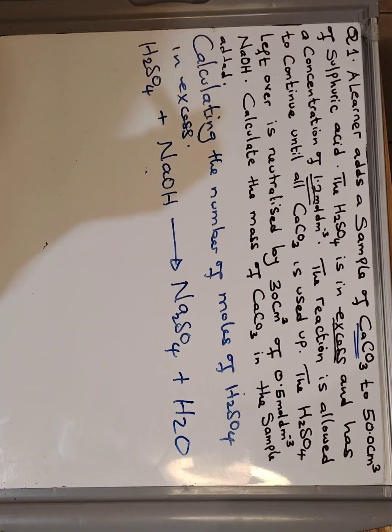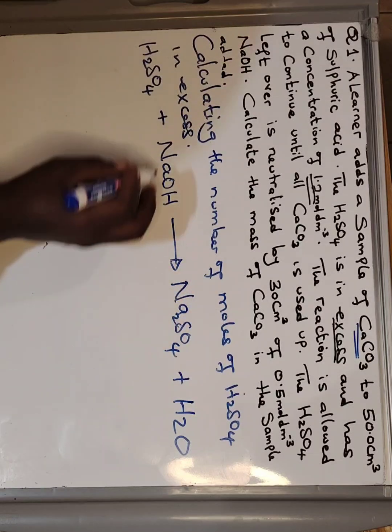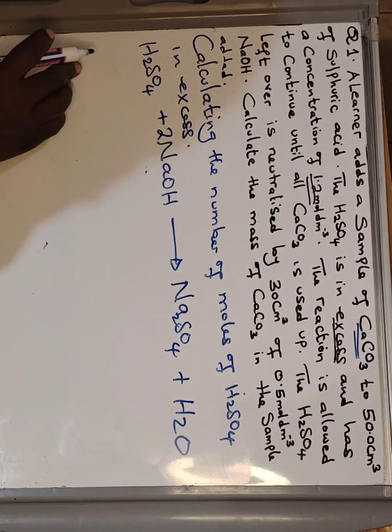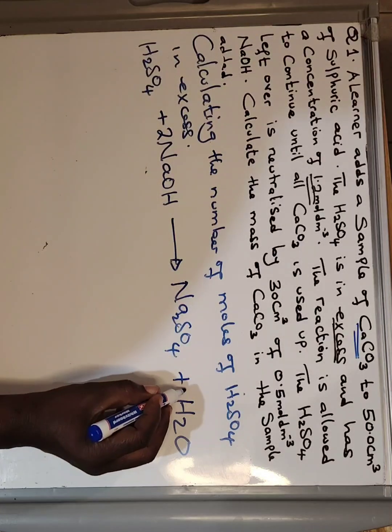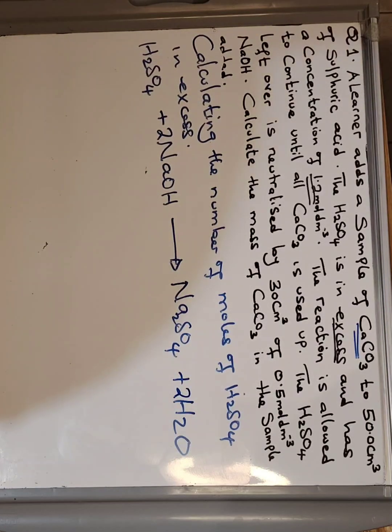So when you reach this stage, what you have to do next is to balance. The sodium is 2, so you put a 2 here. And when you do that, you have hydrogen, which is 4, so you have a 2 here. Now, the equation is balanced.